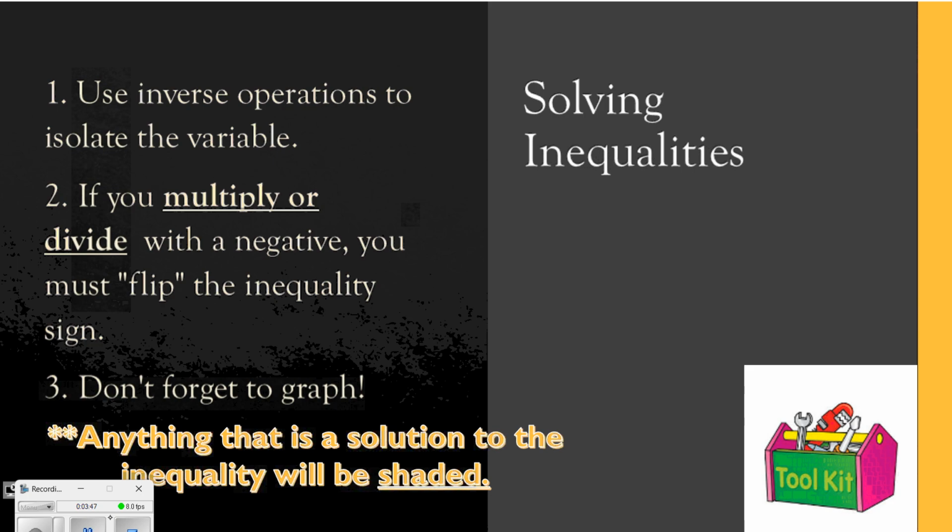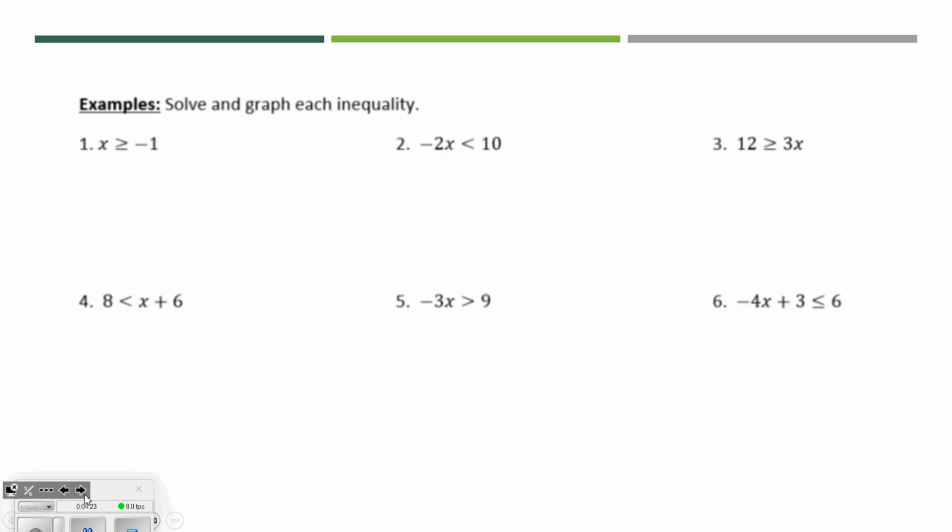All right, so here are some general steps to solving and graphing any inequalities. So first, you're going to use inverse operations to isolate the variable. But here's number 2. This is the part that a lot of people forget. If you multiply or divide with a negative number, you must flip the inequality symbol. So if it was a less than, it becomes a greater than. If it was a greater than or equal to, it becomes a less than or equal to. And then you're going to graph at the end. And keeping in mind, anything that's a solution to the inequality will be shaded. So let's go through some examples.